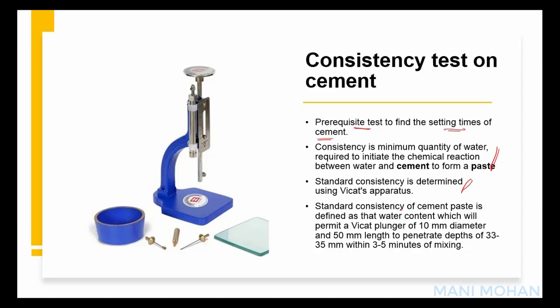Now, what do you mean by standard consistency? Standard consistency of cement paste is defined as the water content which will permit a Vicat plunger, so this is a plunger, of 10 mm diameter and 50 mm length to penetrate depth of 33 to 35 mm within 3 to 5 minutes of mixing.